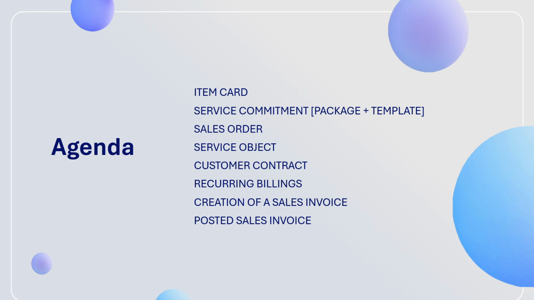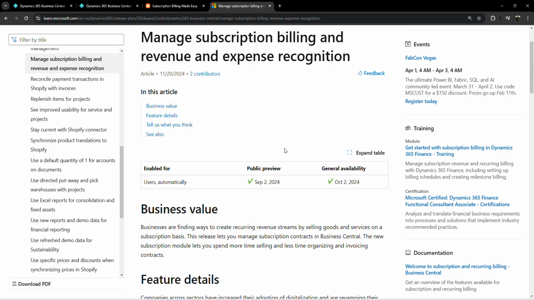I'm going to show you how we are going to create a sales invoice from the customer contracts as well as the recurring billings. And the last one is the posted sales invoice. Posted sales invoice is pretty much the same, but I'm going to show you the lines which are going to be created from the customer contract, and on what basis it depends. So this is a very new module of Business Central.